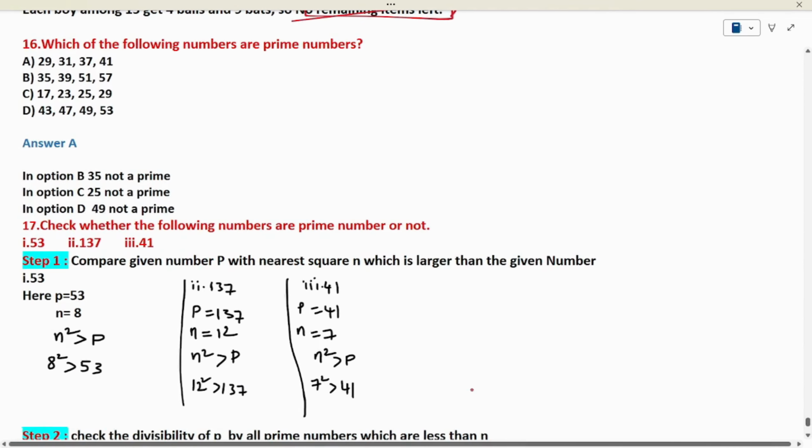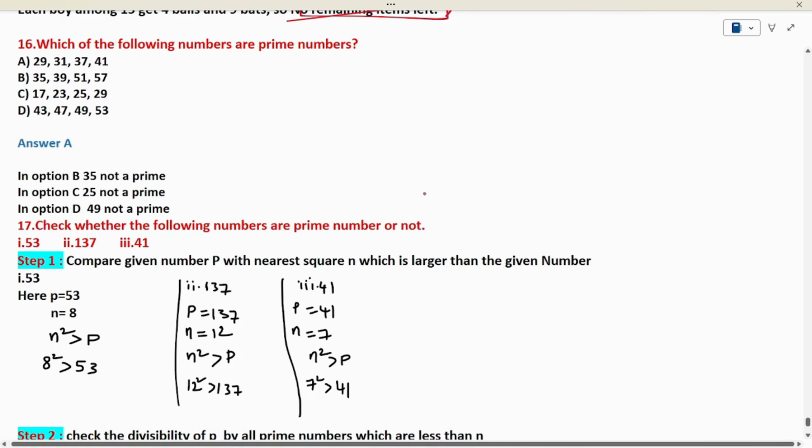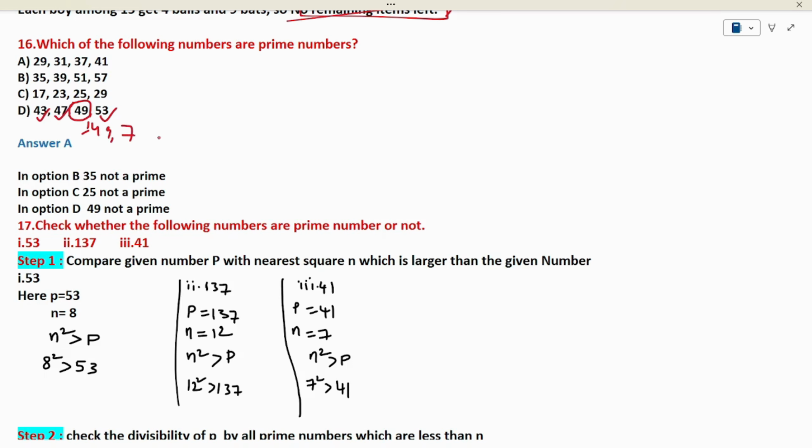See question number 16. Which of the following numbers are prime numbers? Carefully examine each option. Come to option D. 43 is a prime number. Yes, we know. 47 is also a prime number. 53 is also a prime number. But 49 is not a prime number. Why? Because it is divisible by 1, 49 as well as 7.